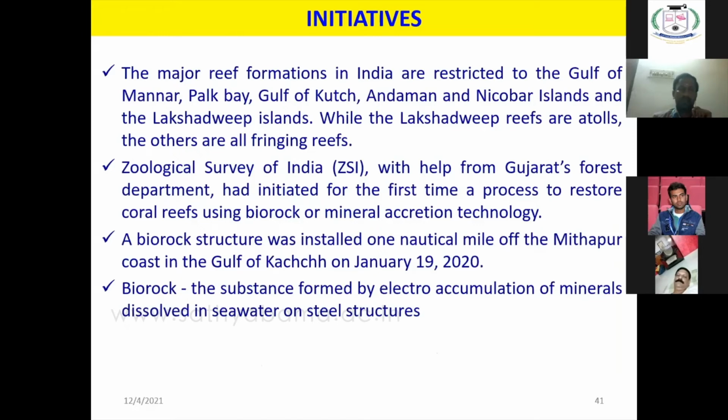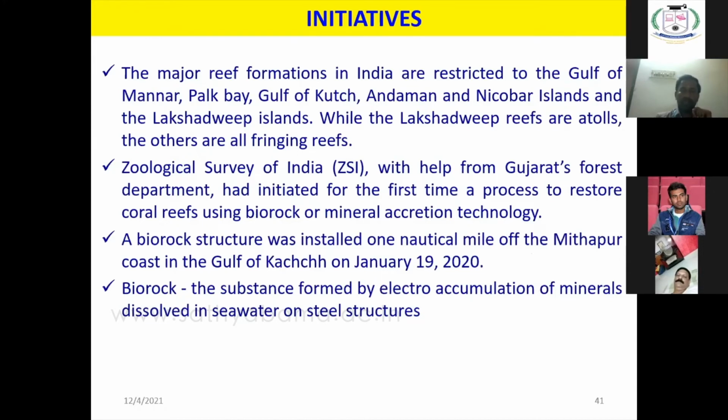ZSI, with the help of the Gujarat Forest Department, had initiated for the first time a process for the restoration of coral reefs using biorock or mineral accretion technology. Biorock is a structure that was installed one nautical mile off the Mithapur coast in the Gulf of Kutch, very recently on January 19, 2020, by the Government of India.